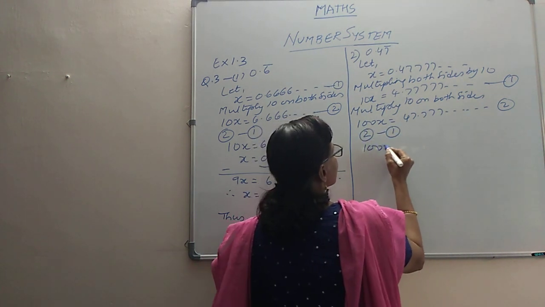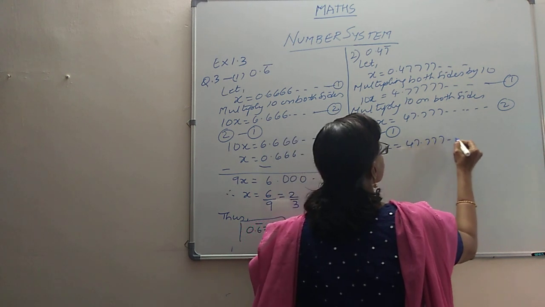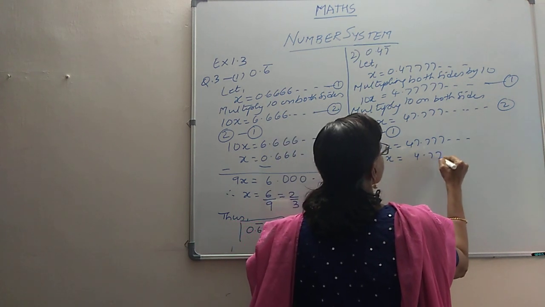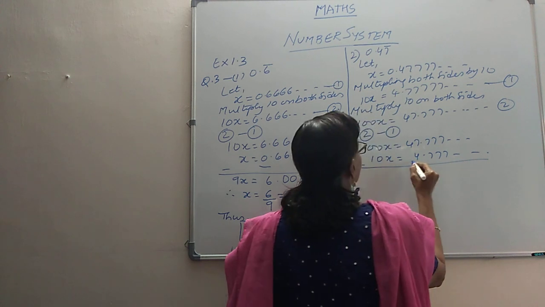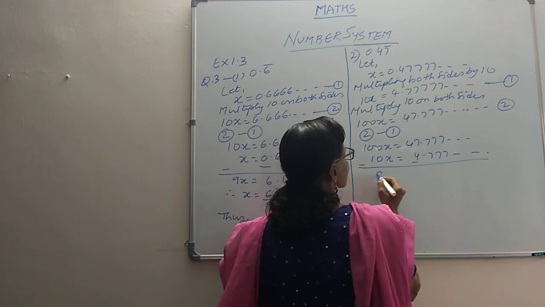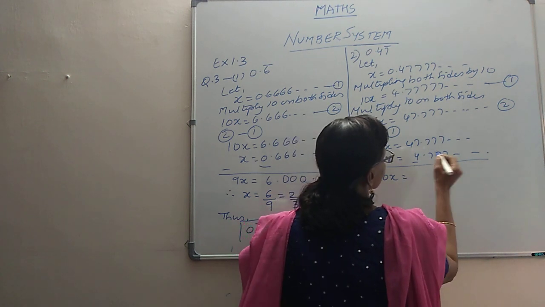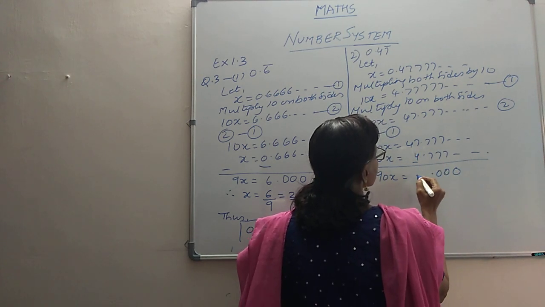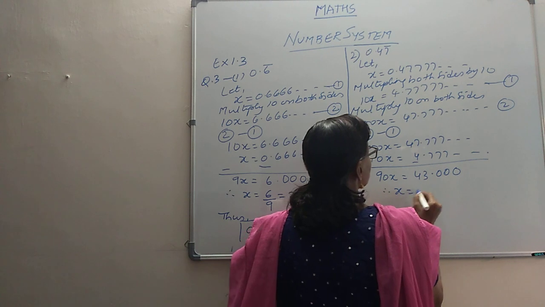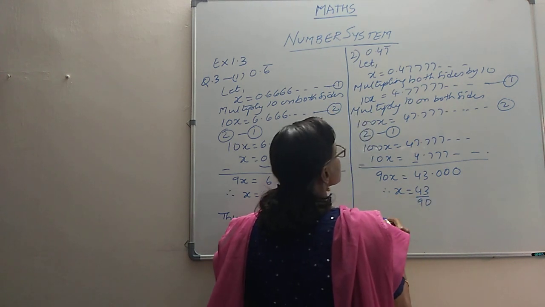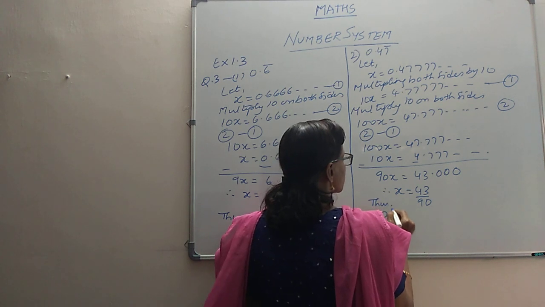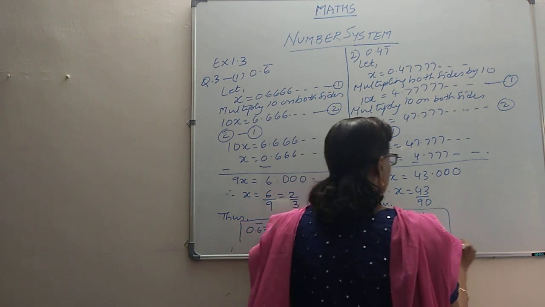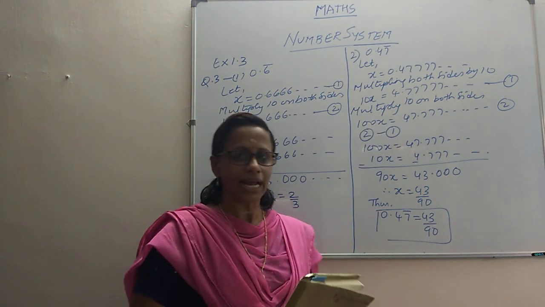So we have 100x equal to 47.777, and then we have 10x equal to 4.777. We are subtracting and see what happens. 100x minus 10x, we all know it's 90x. And here the 777 gets subtracted, and 47 minus 4 is 43. Like that, your x value becomes 43 by 90. So x, which was 0.47 recurring on 7, can be expressed as 43 by 90, which is our desired format, and this is what is required to be done. So this is what we will be doing.